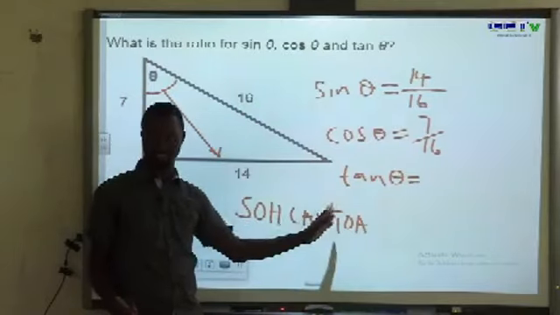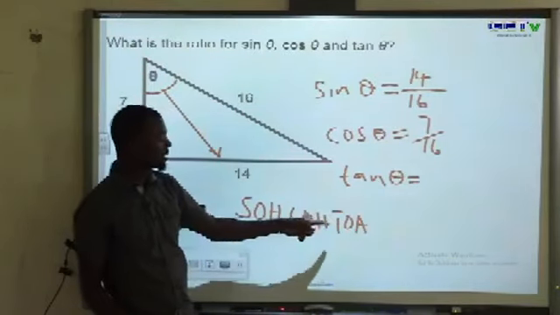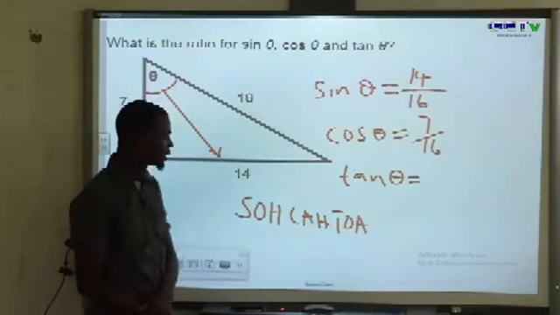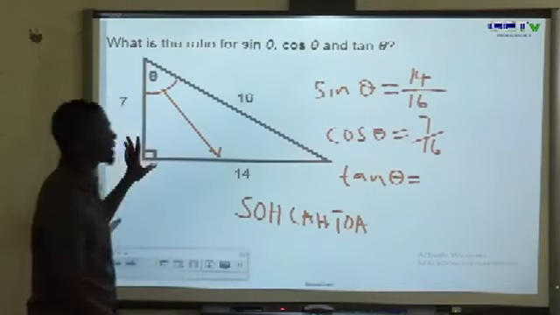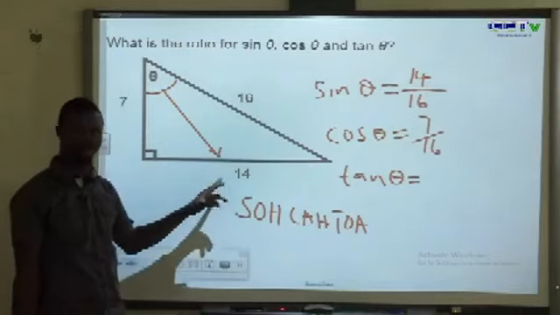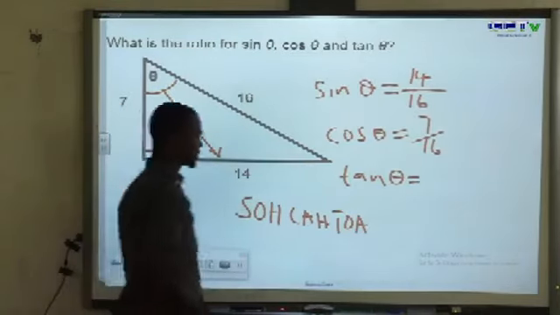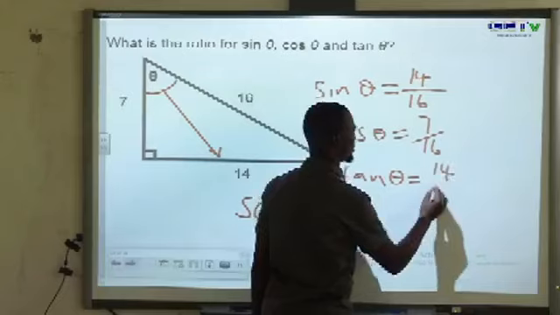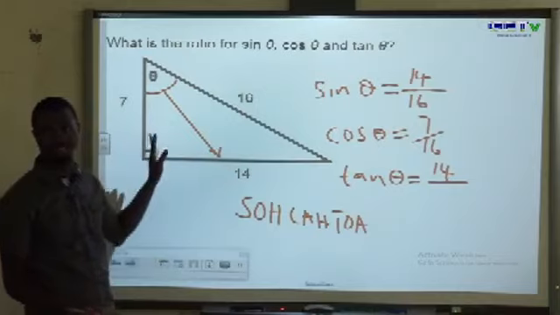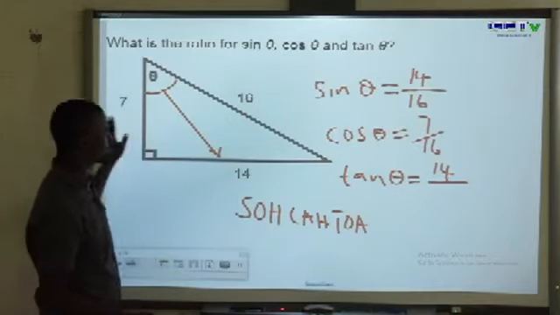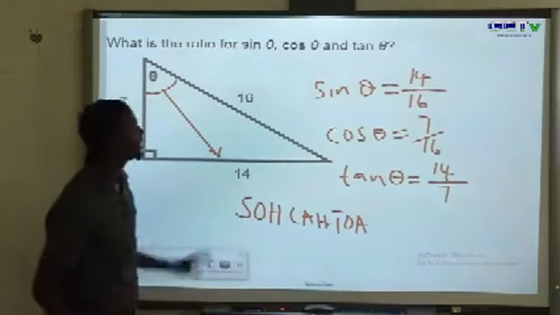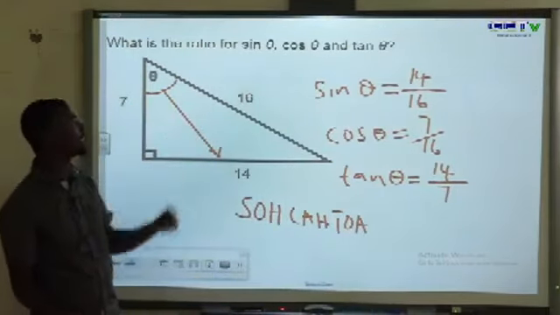That one is the last set of 3 letters. That is TOA. T is tan, O is opposite, and A is adjacent. So what is the opposite of the right angle triangle? The opposite is 14 because it's the side directly opposite theta. So that is 14 all over the adjacent. The adjacent is 7. So tan theta will be 14 over 7. This is the way we solve questions like this.